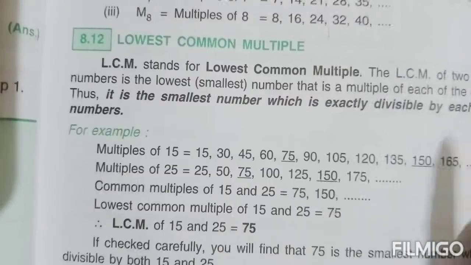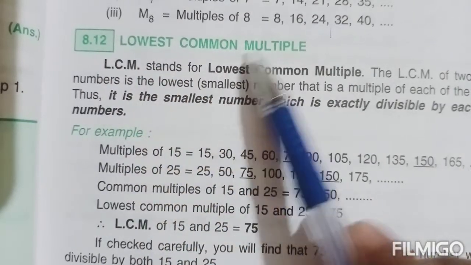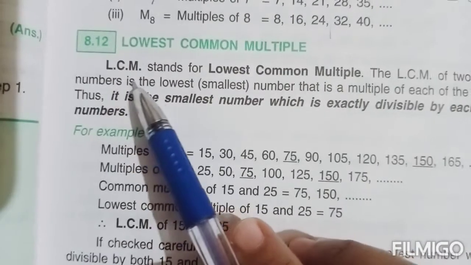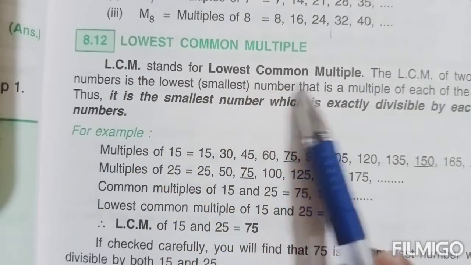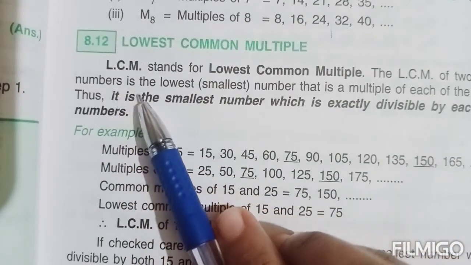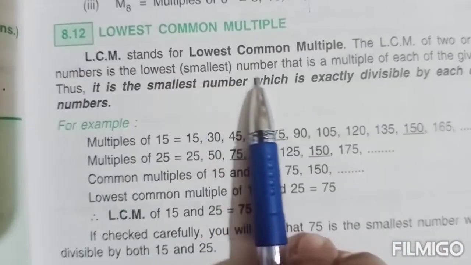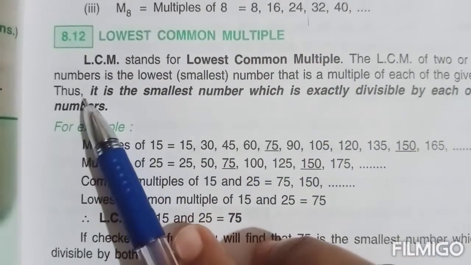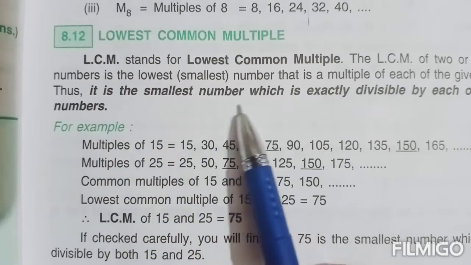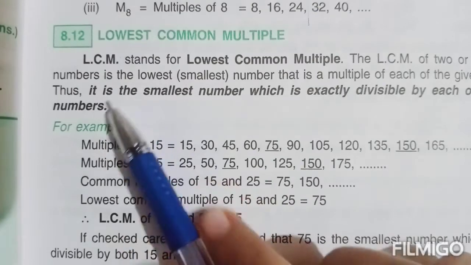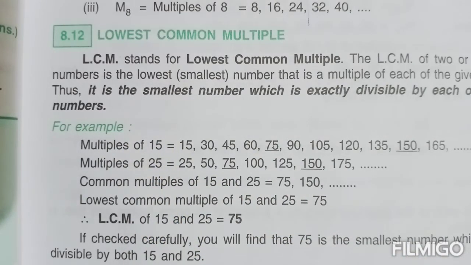Okay. Next, lowest common multiple or LCM. LCM stands for lowest common multiple. The LCM of two or more given numbers is the lowest or smallest number that is a multiple of each of the given numbers. Thus, it is the smallest number which is exactly divisible by each of the given numbers. So, LCM means it is the lowest number that is a multiple of given numbers.